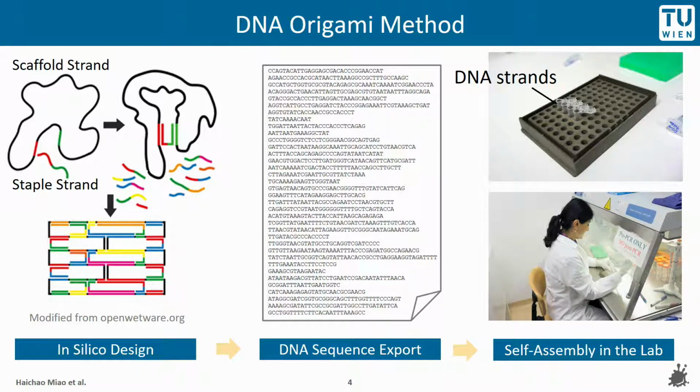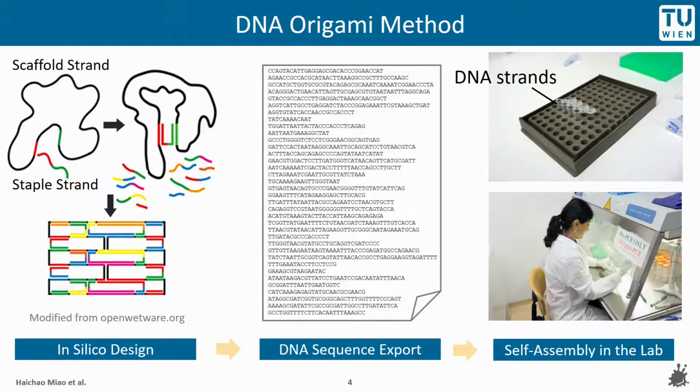Now, if you program a lot of these staple strands and they bind to very specific regions on the scaffold, you can basically program the self-assembly of this scaffold strand. It can self-assemble into any arbitrary structure, in this case into a rectangle, as you can see. This is the in silico design process, and after that we can export the sequences and send them to the lab. And in the lab, inside these tubes, the DNA is synthesized. And in the last step, our biochemist here in the lab does the self-assembly of these structures.